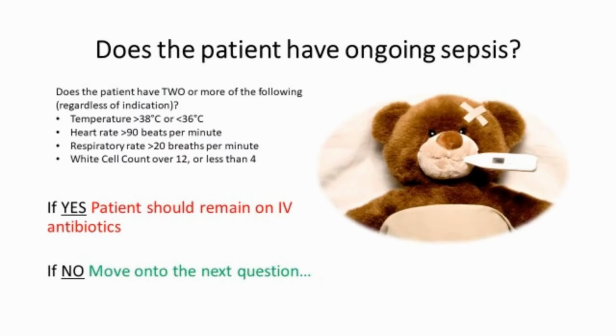The perception of ongoing sepsis can be quite broad. In order to help hone down the decision, the parameters applied that fit in national consensus are as follows. Does the patient have 2 or more of the following, regardless of indication? A temperature of more than 38 degrees Celsius or less than 36 degrees Celsius. Tachycardia at more than 90 beats per minute. Tachypnoea, more than 20 breaths per minute. WCC, more than 12 or less than 4.